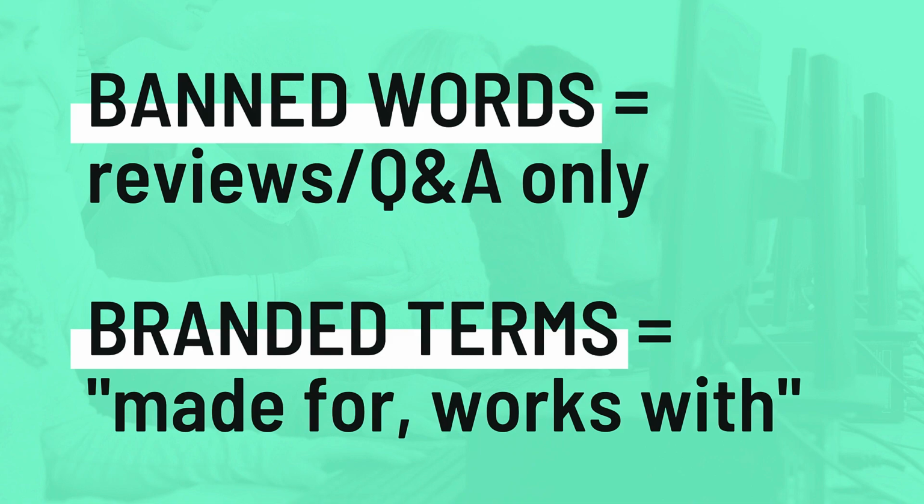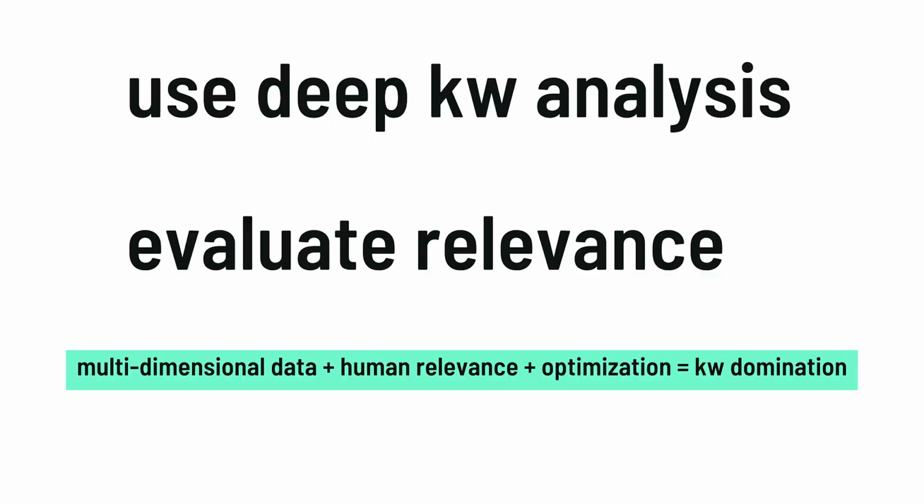usage in your listing. And really what we're looking to do here is to use really deep keyword analysis. The stuff that we're covering in this course, the automation tools that we have in this course, are really top 1% skill level stuff and tools that you can use to have a massive leg up on your competition on Amazon. We're going to use that deep keyword analysis, and we're going to evaluate relevance as a human being.